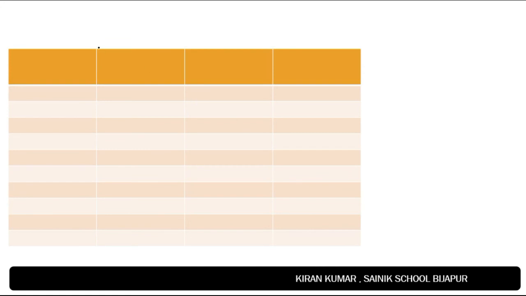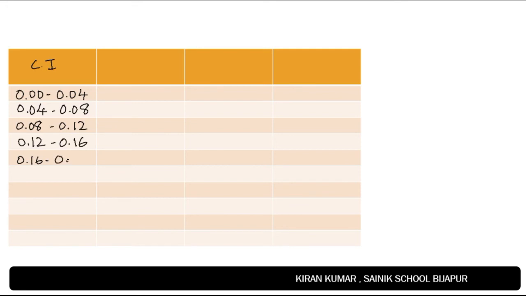Let's take a tabular column. Let me mention the concentration of sulfur dioxide in ppm, parts per million, as class interval: 0.00 to 0.04, 0.04 to 0.08, 0.08 to 0.12, 0.12 to 0.16, 0.16 to 0.20, 0.20 to 0.24.